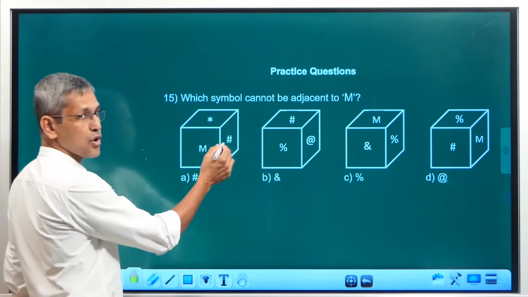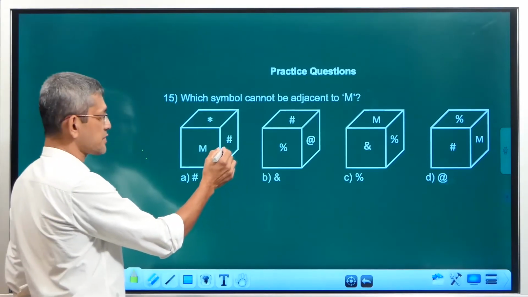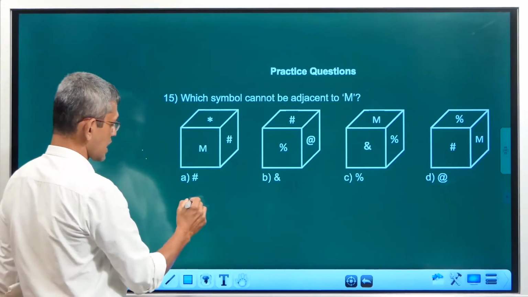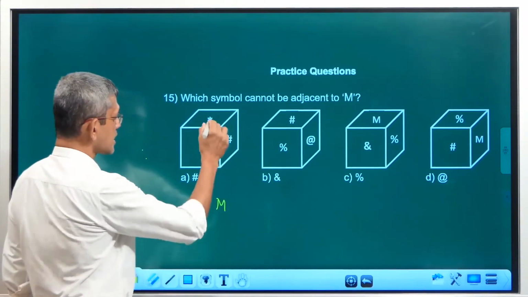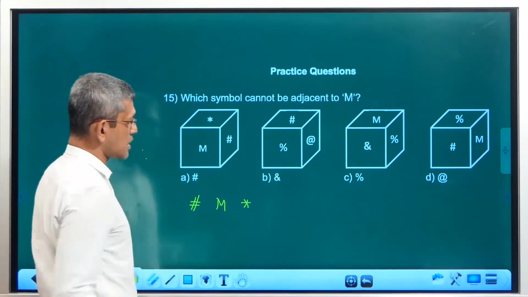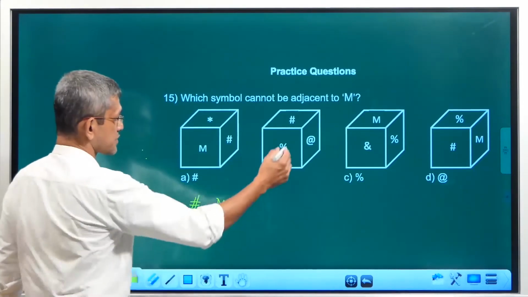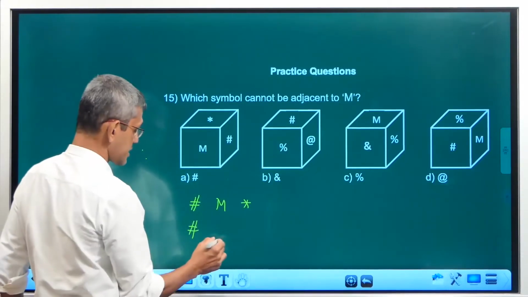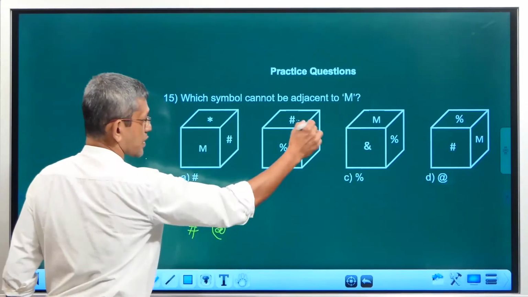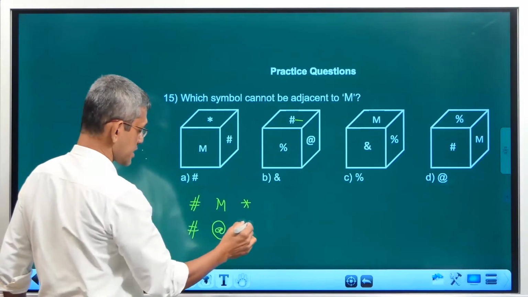Starting from the common element, we have to go clockwise. So we have hash, M, star. And in the second image, we have to start from the hash, the common element. Hash, we have at, so clockwise: hash, at, and percentage.